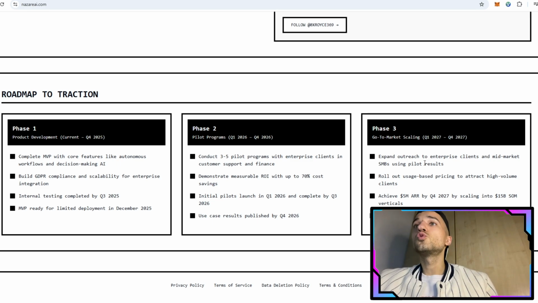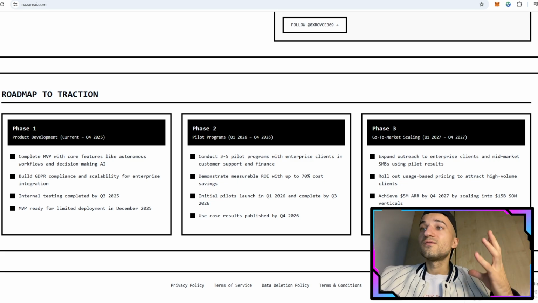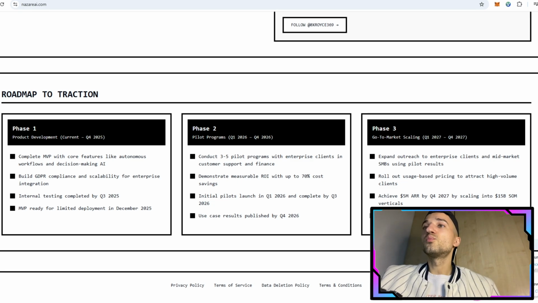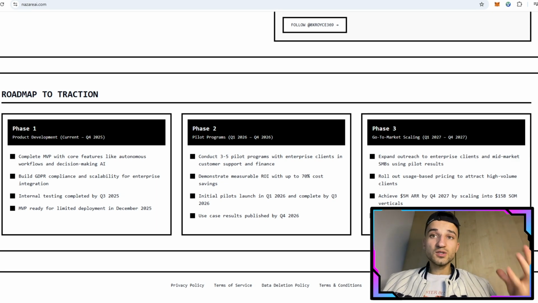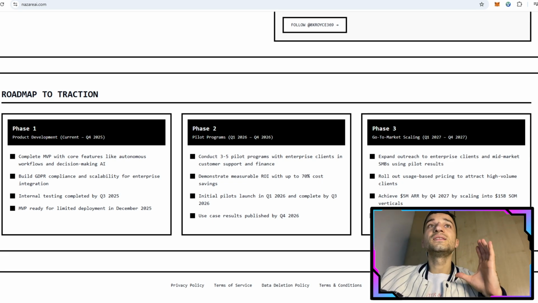And at the last one, guys, we have go-to-market scaling. So expand outreach to enterprise clients and mid-market SMBs using pilot results and roll out usage-based pricing to attract high-volume clients and achieve the 5 million ARR by quarter four of 2027 by scaling into $15 billion verticals. That's a very, very big amount, guys. And I think they can do that if the team does a great job and they improve all their AI agents. And the last one, guys, they want to establish strategic partnerships in customer service and finance automation. So basically, guys, that's the plans of the Nazare AI project.